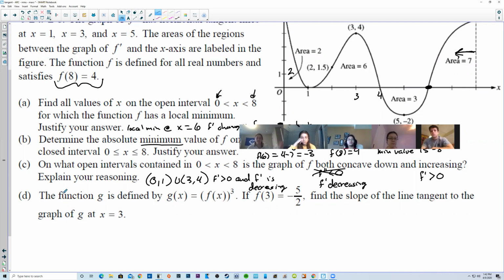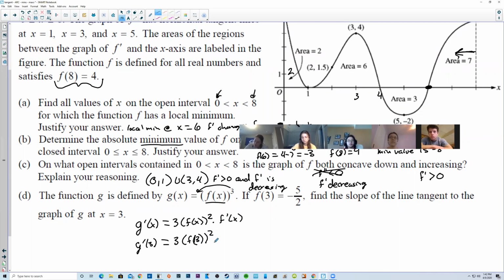All right, I got one left. The function g is defined by that. If f of 3 is negative 5 halves, find the slope of the line tangent to the graph of g at x equals 3. So slope of the line tangent. We want the derivative. So this is a pure exercise in the chain rule. So we have 3 f of x squared. So bring that down, reduce it by 1, leave the inside alone, and then multiply by the derivative of the inside. Now we want g prime of 3. So 3f of 3 squared times f prime of 3.